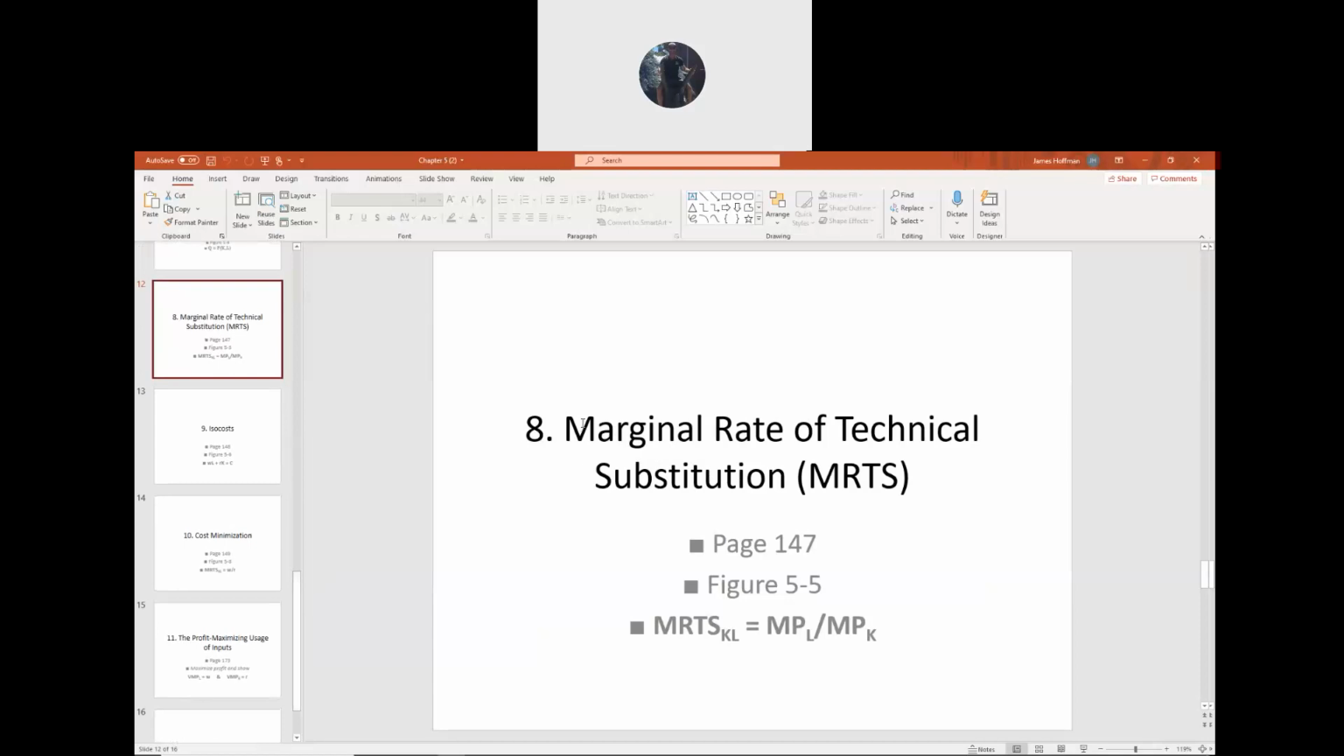Okay, big word here. The marginal rate of technical substitution, or the MRTS, shows essentially the slope of the isoquant. The MRTS is the rate at which the firm can trade capital for labor, or labor for capital, and be at the same level of output, essentially the same isoquant. You can measure it as the MPL divided by the MPK, and you can also look at it graphically.